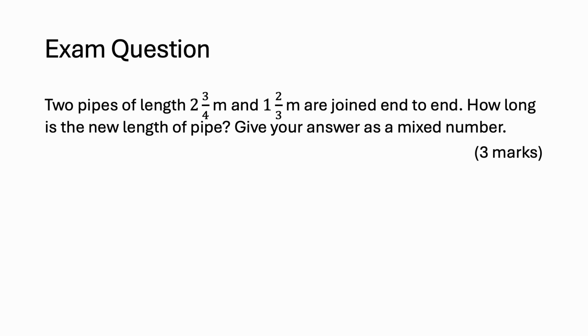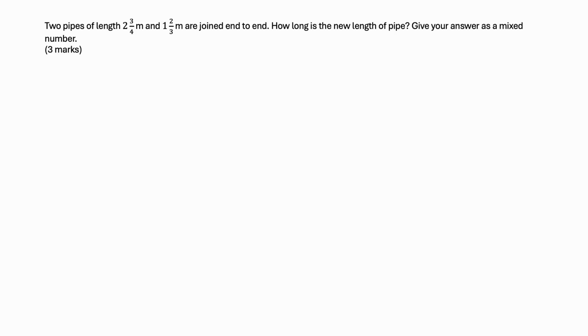Another one here, 2 pipes of length 2 3/4 meters and 1 2/3 meters are joined end to end. Okay, these two are important. How long is the new piece of pipe? Give your answer as a mixed number. So for this question here, we are going to be doing addition, not subtraction. So 2 3/4 add 1 2/3.